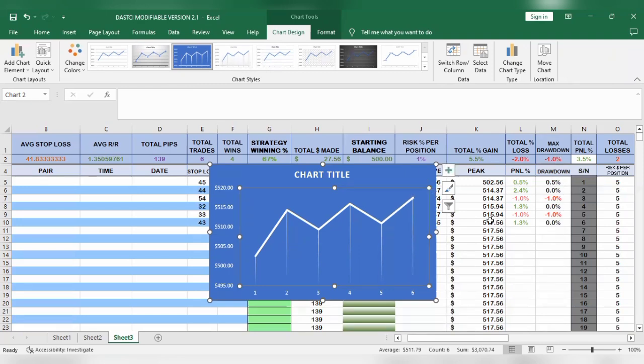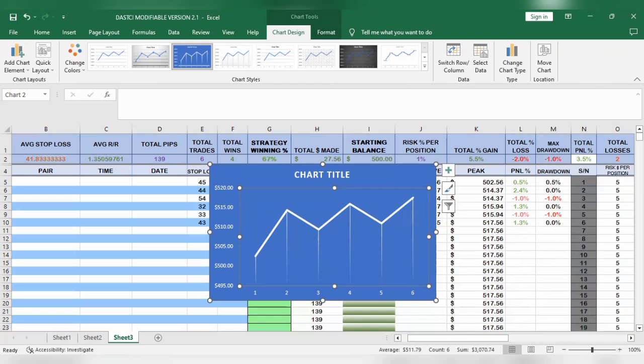You can create any type of curve, your peak curve or P&L percentage curve, based on this particular data right here. So that's it for how to use this spreadsheet. And for those who might be interested in the modifiable version, because they might want to include some other things into the formula or into the functions, we can also give you access to that.